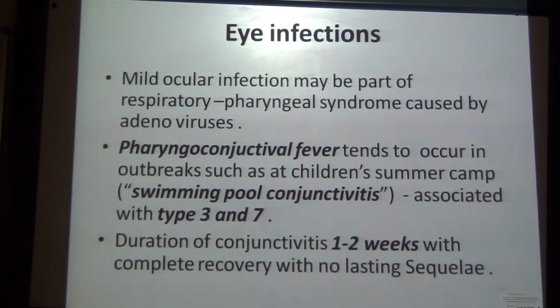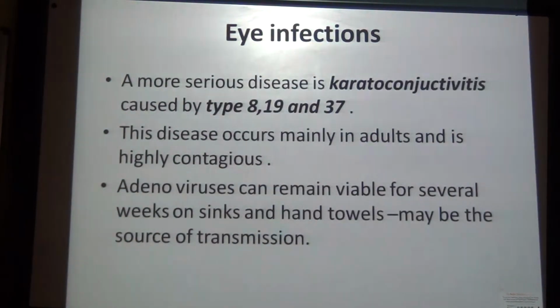The duration of the conjunctivitis is 1 to 2 weeks, and complete recovery occurs, with no lasting sequelae. In the eye, a more serious disease is keratoconjunctivitis, which is caused by types 8, 19 and 37. Now you can see that various types can cause various diseases or clinical conditions.